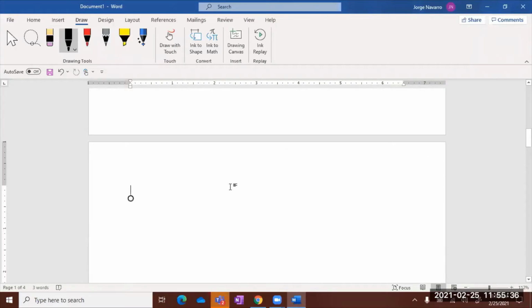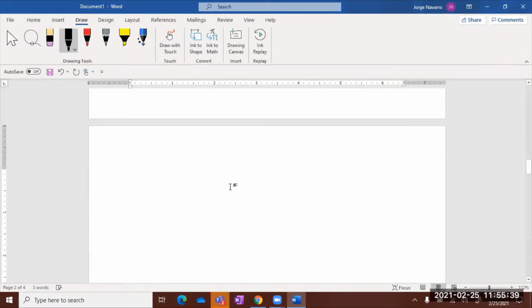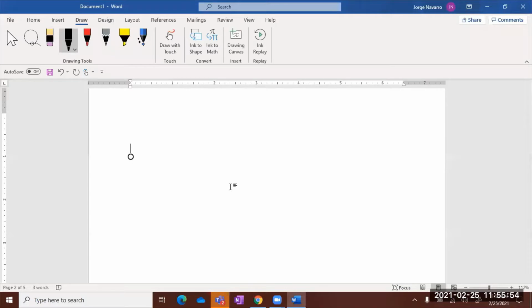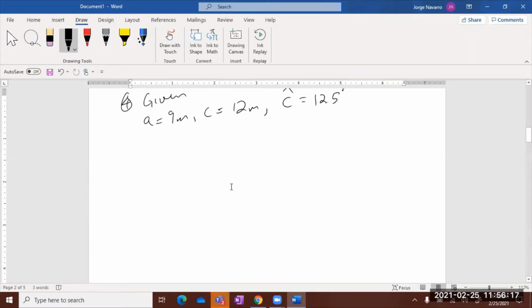This one then, I will be finding all the sides, all the angles, as well as, not limited to, the diameter of a possible circle for this triangle. So this is how it goes. This is number 4 from the exercise. It says given a is 9 meters, c is 12 meters, angle C is 12.5 degrees. So you're to find all the missing sides and angles of this triangle.